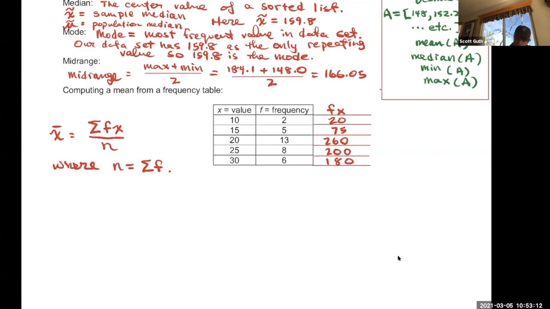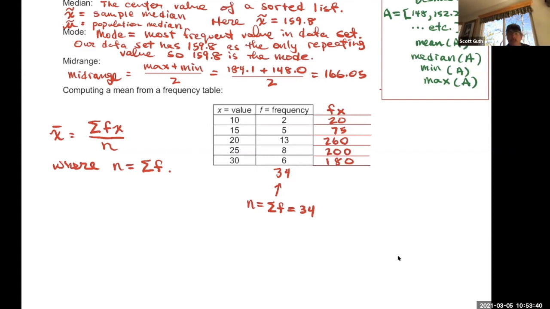And you have to add up the F column to get the sample size. So the frequencies are 2 plus 5 is 7, plus 13 is 20, plus 8 is 28, plus 6 is 34. So the 34 is N. That's the sum of the frequencies, which is 34 people or individuals in this sample.